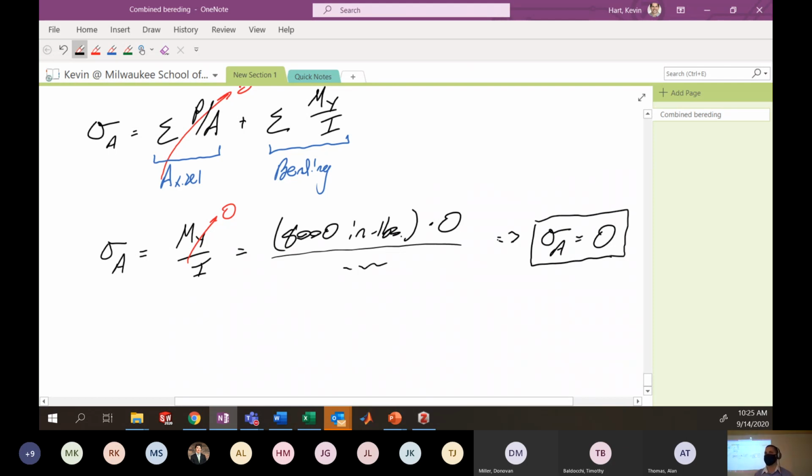This is excruciating detail, and I think many of you can see this already intuitively, but I like showing it very clearly. So this is the full normal stress at point A for this problem. We don't have any normal stress at A. Okay, so let's continue then with the shear stress.